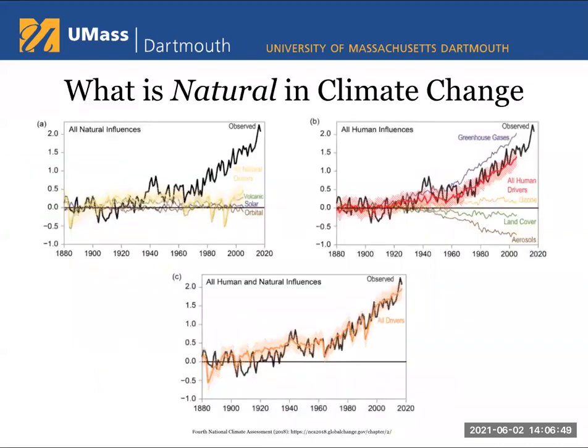Really quickly, just to understand: when we think about natural disaster or natural hazard, what's natural about climate change? What's important here in A, B, and C is that in A, you see natural influences relative to the observed changes in temperature. So you see all of the natural influences that would raise global average temperatures, and you see the observed global average temperatures. In B, you see all of the human influences, particularly the red, all human drivers: aerosols, land cover, et cetera, and greenhouse gases, all averaged together as the red line, and how that matches the black observed.